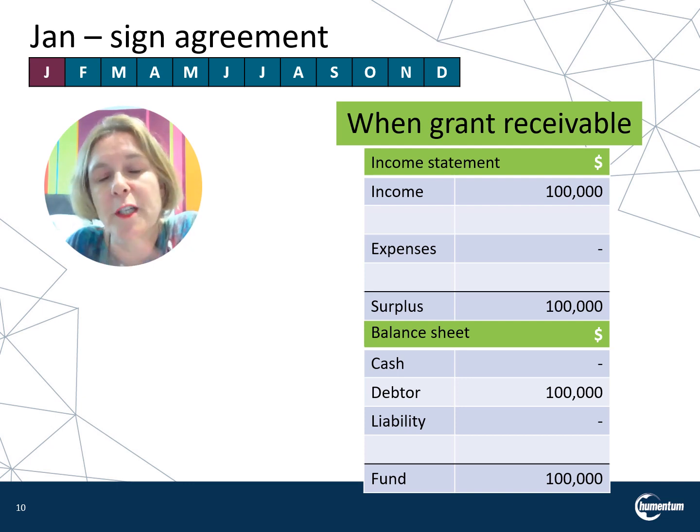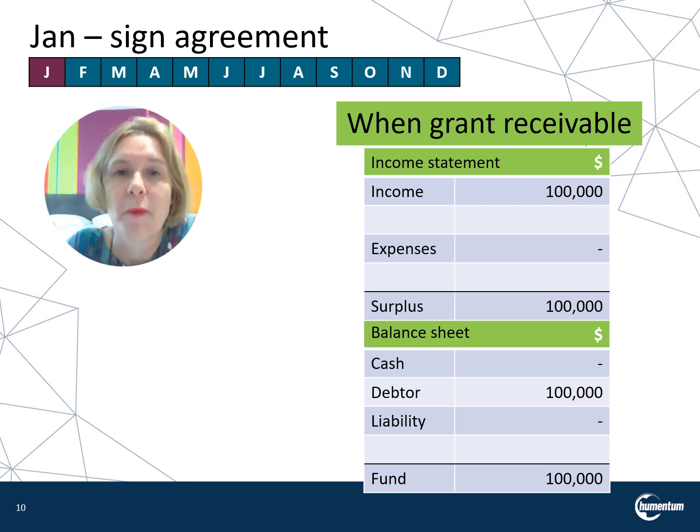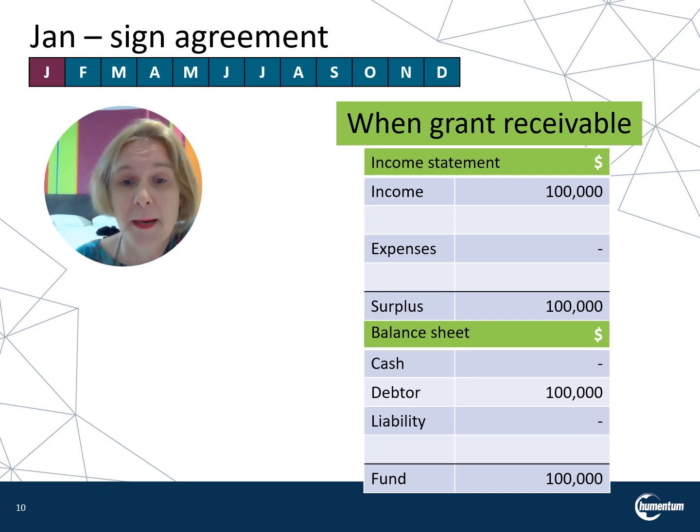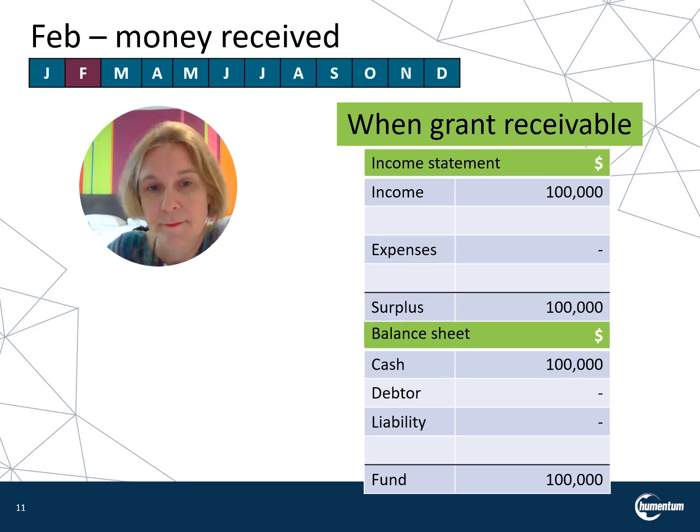So first of all, we're going to look at how it would work if you accounted for this when the grant was receivable. So when the agreement was signed in January, at that point, they could recognise the income of $100,000 in full, and they've got a debtor. They're owed money. They haven't got it in the bank yet, but we've got income and a debtor.